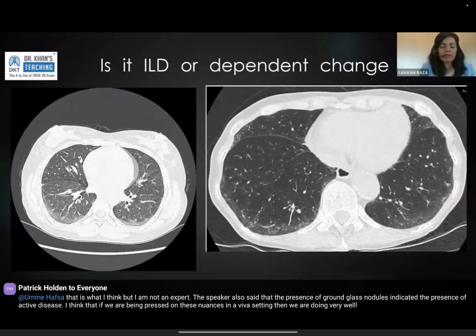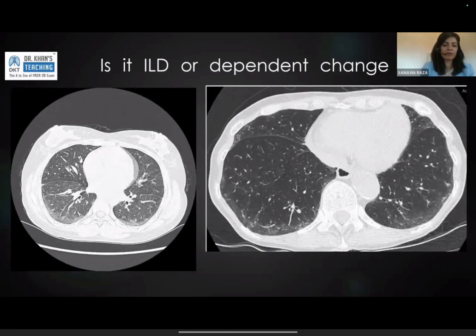The other thing ILD can mimic is dependent change. Especially in the acute inpatient setting, with an unwell patient, a heavy patient, a patient who's been lying in bed for a long time because they're unwell for some other cause, if you CT them, it's very common to see dependent change.